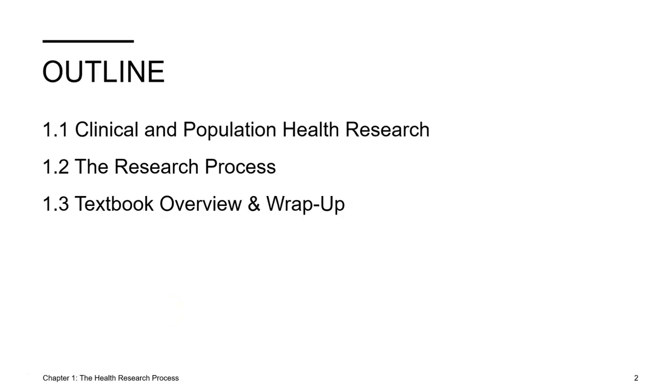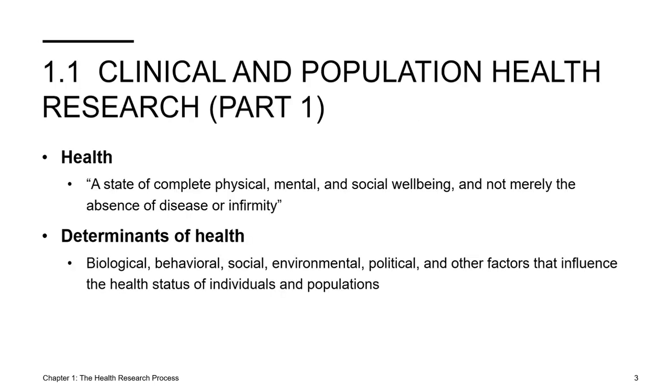Here's an outline of the presentation. Section 1.1 will cover clinical and population health research. Section 1.2 will cover the health research process. Section 1.3 will provide an overview of the entire textbook and a quick wrap-up on the chapter. The following 6 slides will cover Section 1.1 on clinical and population health research.